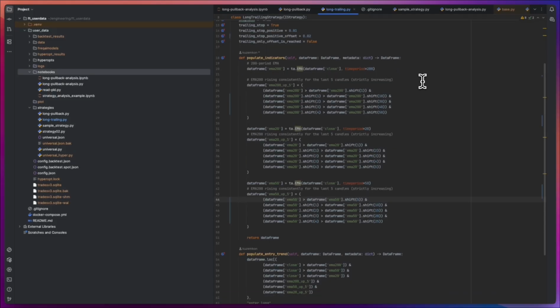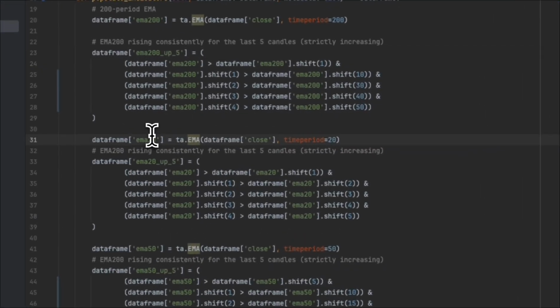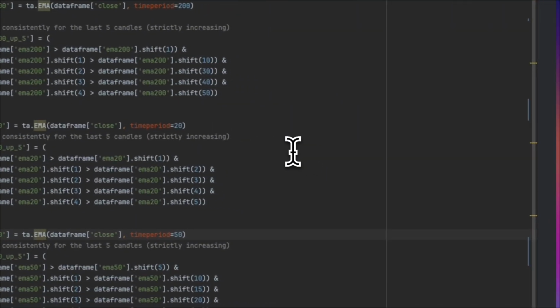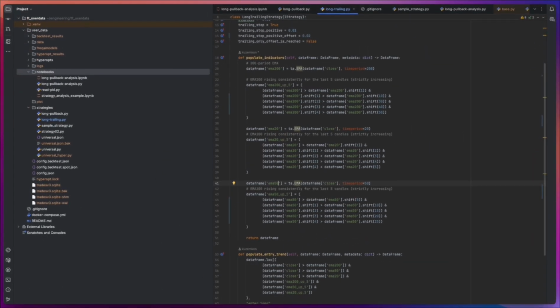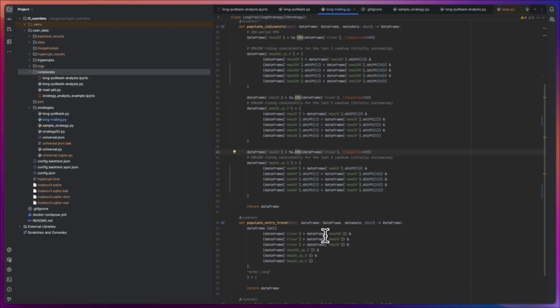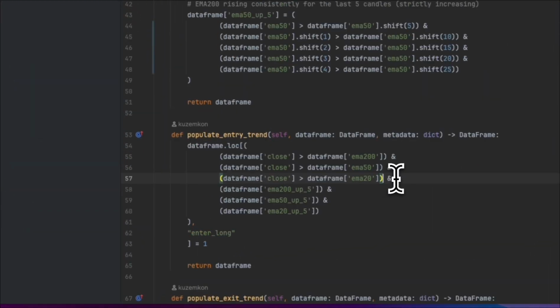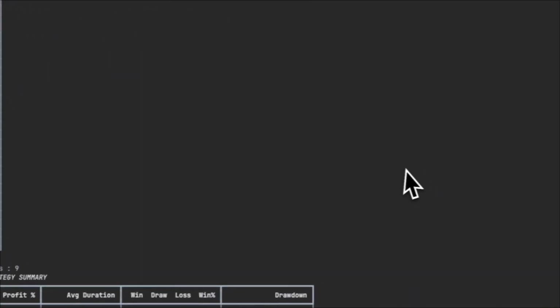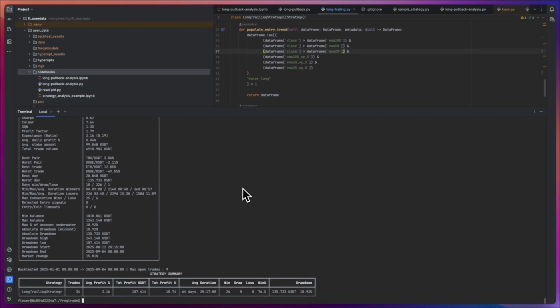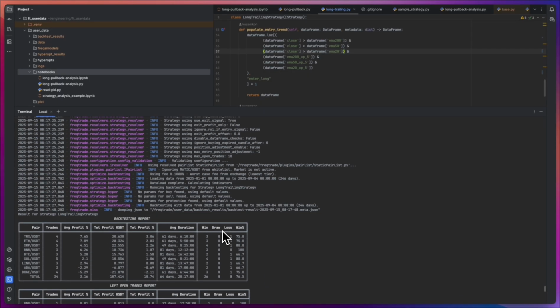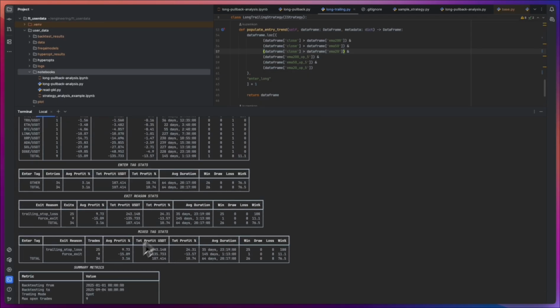What it does, it simply looks for three EMAs, 200, 20, and 50. Make sure that they are all sloping upwards during the longer period. Make sure that the price is above the EMAs, and makes an entry. So I started testing the strategy, and I found that it is only profitable when we create ridiculously high stop loss and trailing loss.